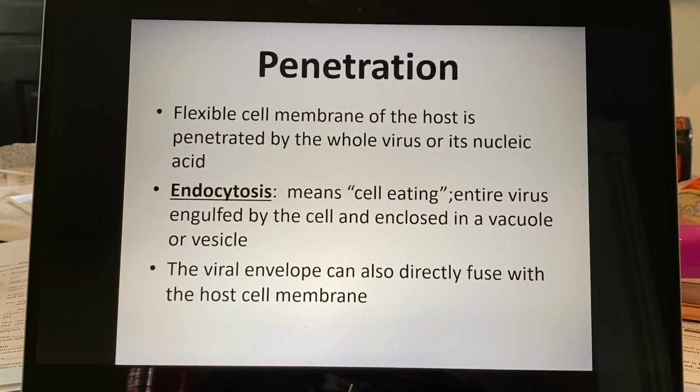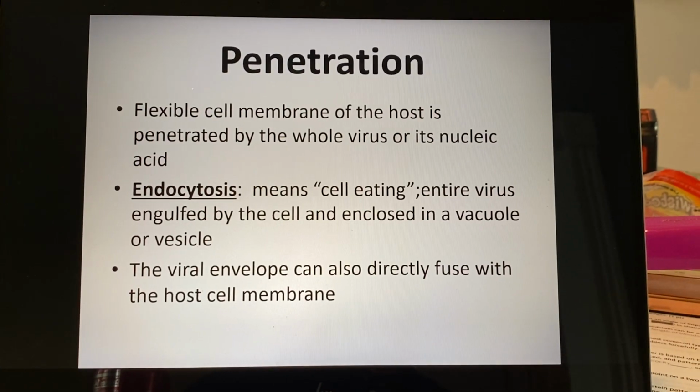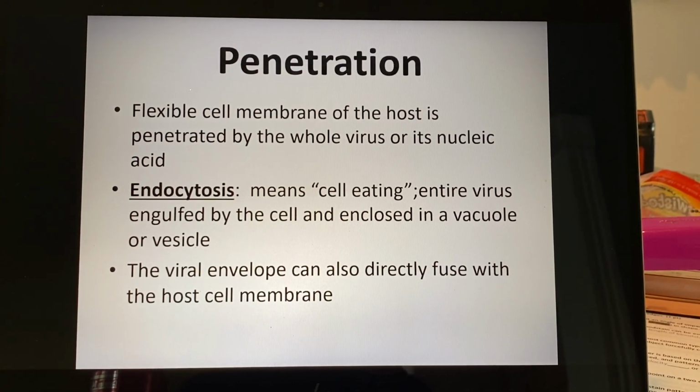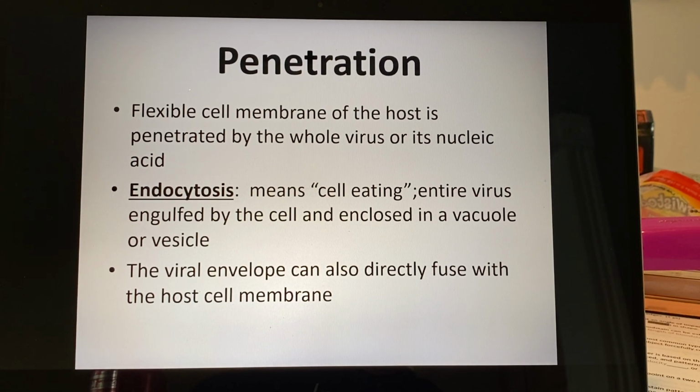The second step is called penetration. This is where the cell is basically welcoming the virus inside the cell. And by the time you get to this point, it's kind of too late to do anything because now the virus is inside. The way that this usually happens is by the process of endocytosis, and this means cell eating. We talked about this a little bit in chapter 6, how it's an active process, so it requires ATP. In this case, basically, the cell engulfs the virus and brings it inside.